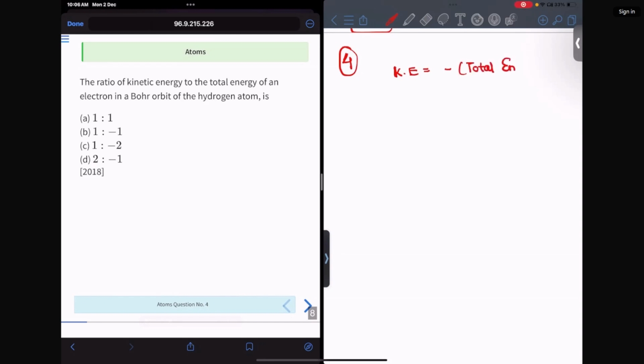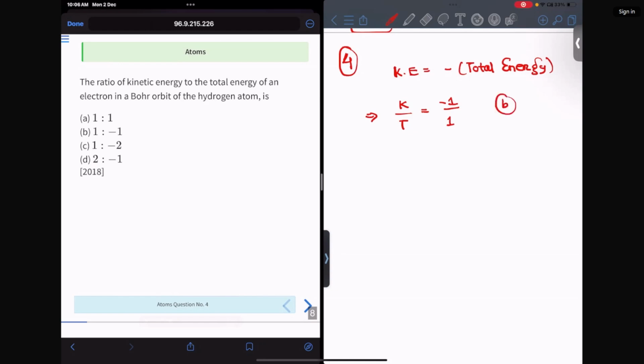This you have to remember. This should be on your fingertips, so that you need not think much about these questions. Just put the answer and move to the next question. So kinetic energy is equal to negative of total energy. This is the formula. They have asked the ratio of kinetic energy to total energy. It will be 1 is to -1. Option number B.